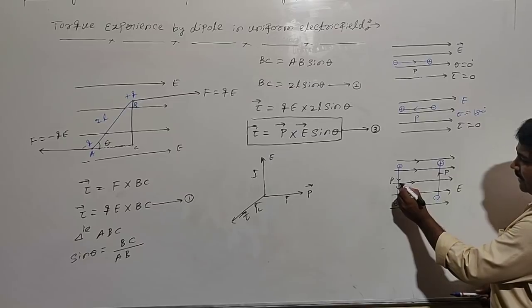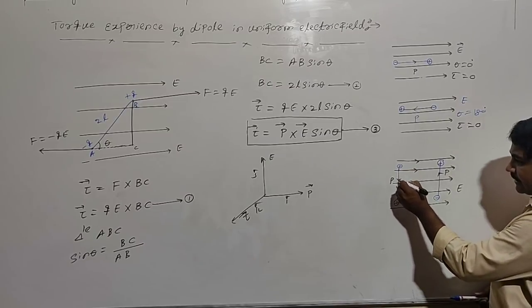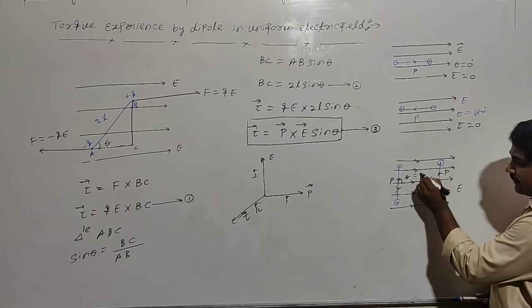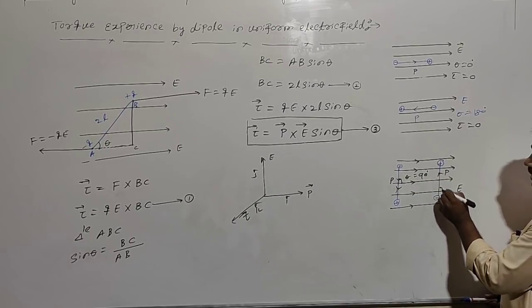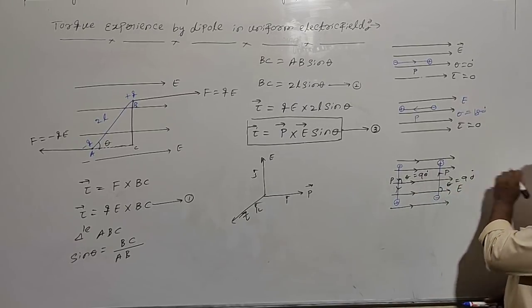Here, the angle between the electric field intensity and the electric dipole moment, what angle is available? Theta equal to what? 90 degrees is available. Here also theta equals 90 degrees.